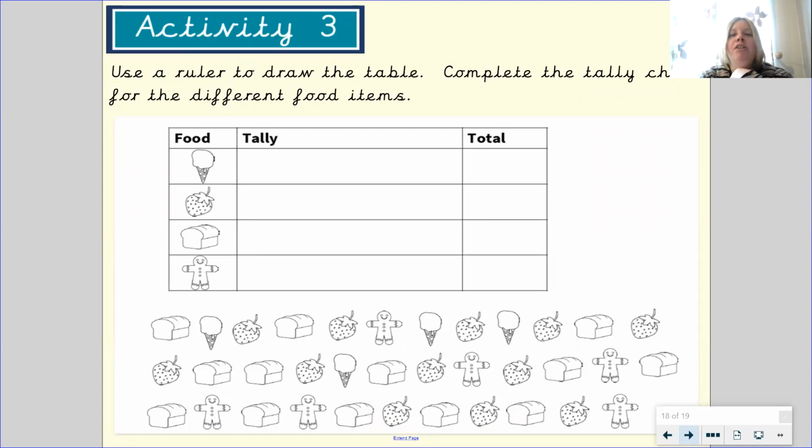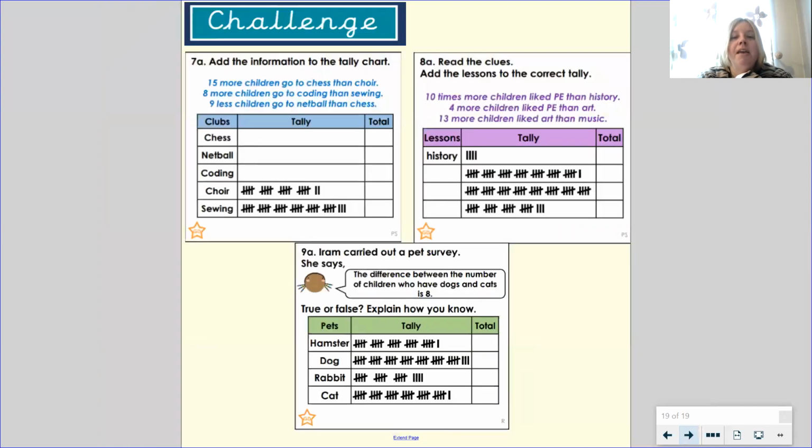Finally, activity 3: use a ruler to draw the table. Complete the tally chart for the different food items. So you will need to pause your video so that you can count the different items and complete the tally chart. Use a ruler to help you to draw the table. If you have completed activity 3, then you could, if you have time, have a go at the challenge questions.